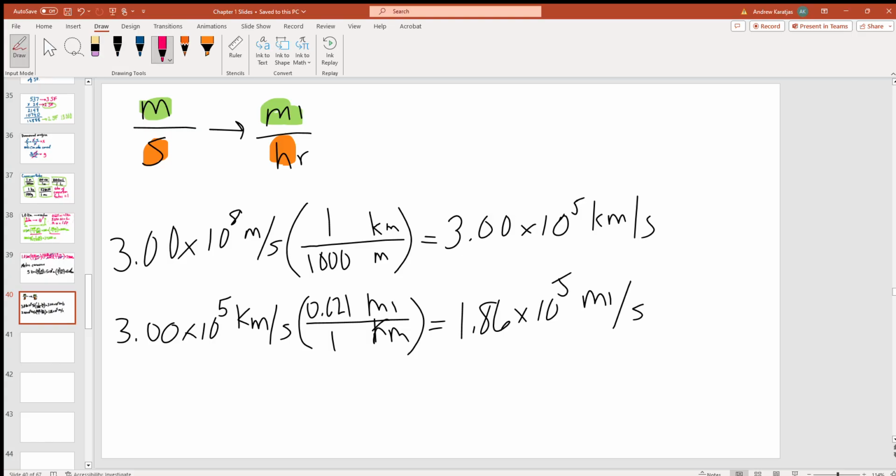And again, in both of these cases, as we've been doing, we wanted to cancel meters, so we put meters on the bottom. The next step, we wanted to cancel kilometers, so we put kilometers on the bottom.